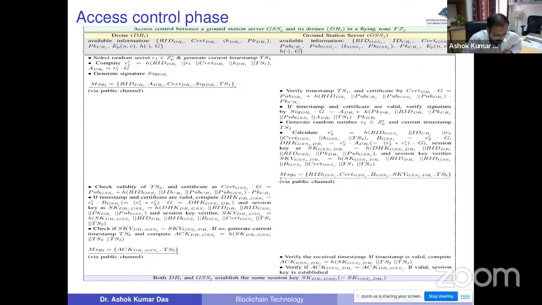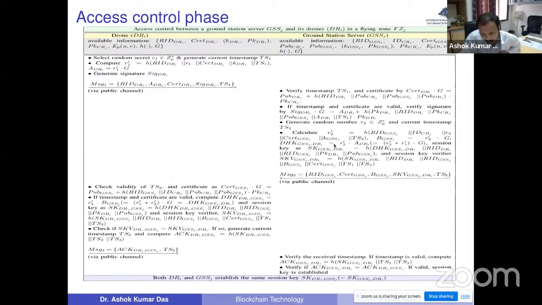Then what will the drone do? The drone will validate the timestamp TS2 as well as the certificate by these verifications. It will verify the certificate. Now, if the timestamp and certificate are valid, then this message will be treated as valid by the drone.